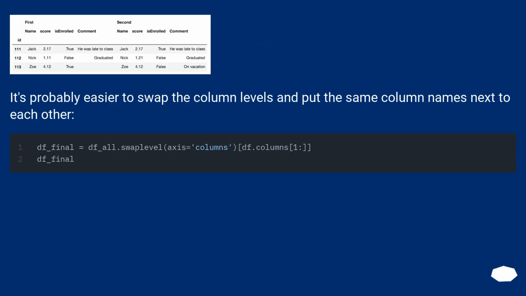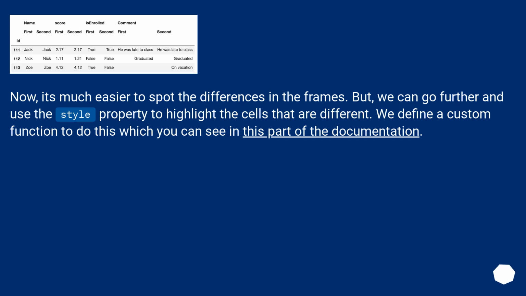It's probably easier to swap the column levels and put the same column names next to each other. Now, it's much easier to spot the differences in the frames. But, we can go further and use the style property to highlight the cells that are different. We define a custom function to do this, which you can see in this part of the documentation.